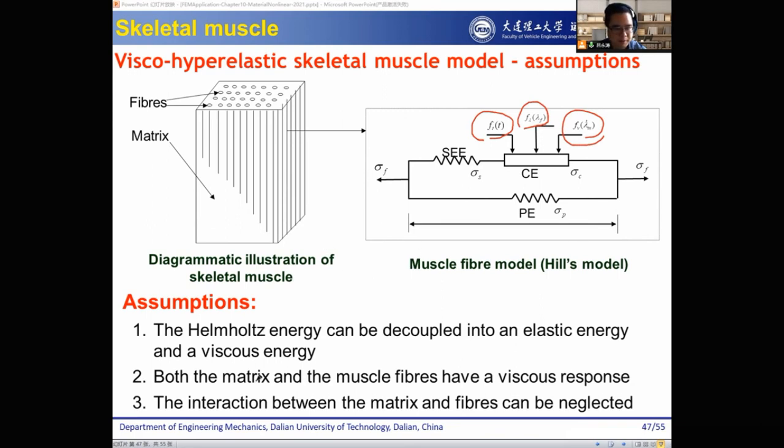But we have made several assumptions. The first assumption is the energy is decoupled into an elastic energy and a visco energy, and the matrix and the fibers have a visco response. This is fiber reinforced, so we have two parts: the matrix and the fibers. For the fiber, we use the Hayes model to describe the mechanical behavior of the fibers. And also, in this mechanical model, we ignore the interaction between the matrix and the fiber.